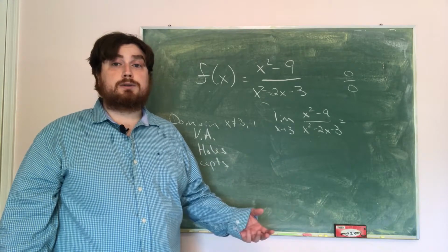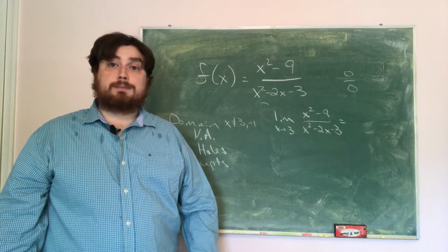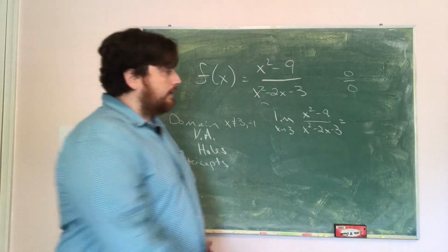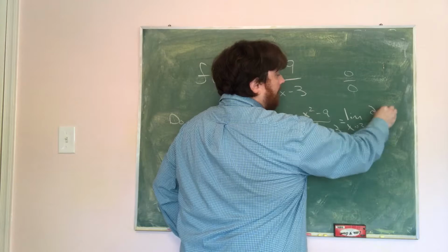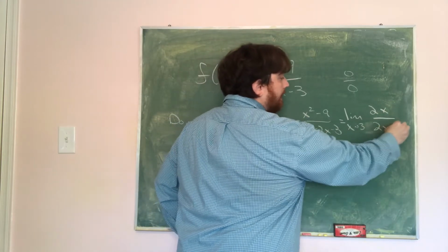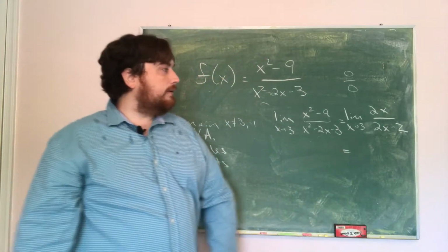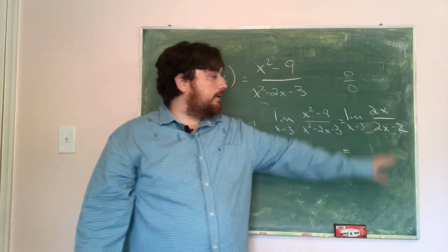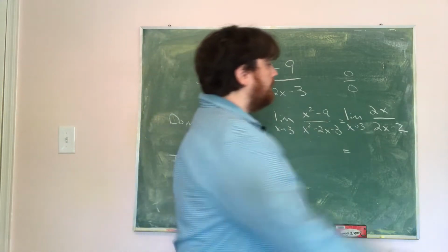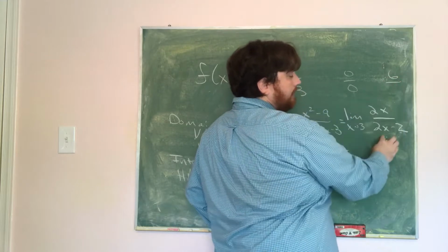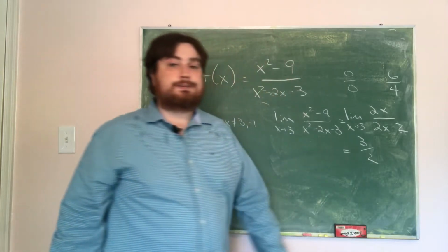So I'm going to go ahead and use L'Hopital's rule and just say what is the derivative of the top over the derivative of the bottom. If I take the derivative of the top, I'm just going to get 2x. And the derivative of the bottom is 2x minus 2. So I can find my limit by plugging in 3 into 2x over 2x minus 2. If I do that, I get 2 times 3 is 6 over 6 minus 2 is 4. So I end up with 3 halves.